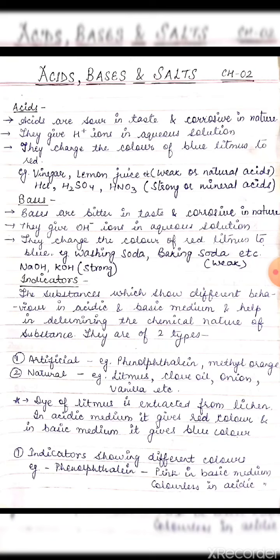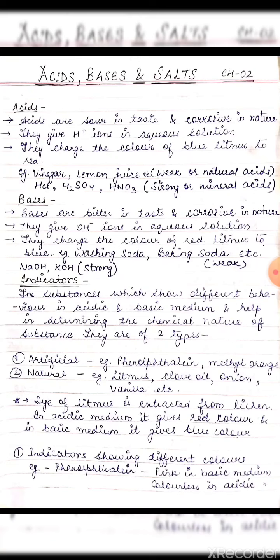This litmus test, you are already aware that acids change blue litmus to red, whereas bases change red litmus to blue. So acids change blue litmus red. Examples are vinegar, lemon juice, etc., which are weak or natural acids. They are edible acids. HCl, H2SO4, HNO3.